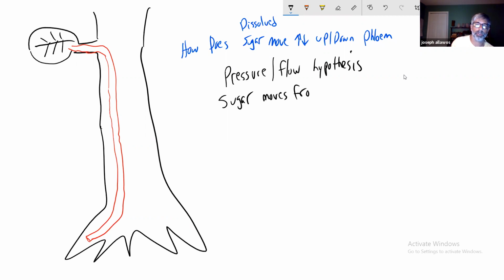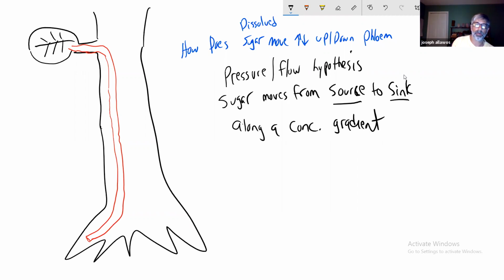moves from source to sink along a concentration gradient. Let's think about what that means. The source is where the sugar is, and the sink is where it needs to be, okay? You can't always assume that the source is the leaf and that the sink is the roots. It really depends upon the time of the year.